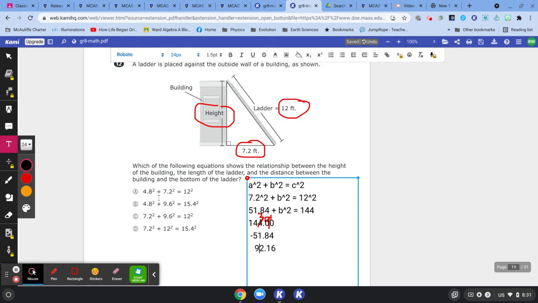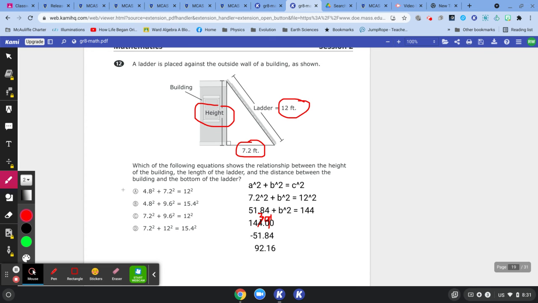So I need to have a 12 squared. So I've got some possibilities. It could be this one. Okay. It's not going to be this one because I don't have a 7.2 squared anywhere. So let's just cross that out. Okay. This one has a 7.2 squared and a 12 squared over here. So it could be this one.